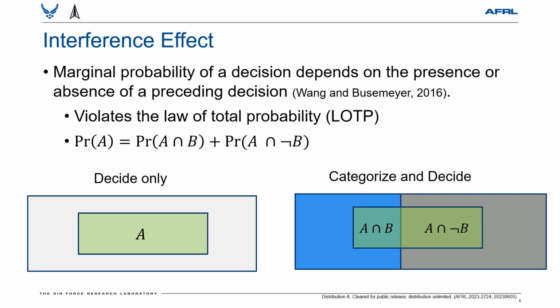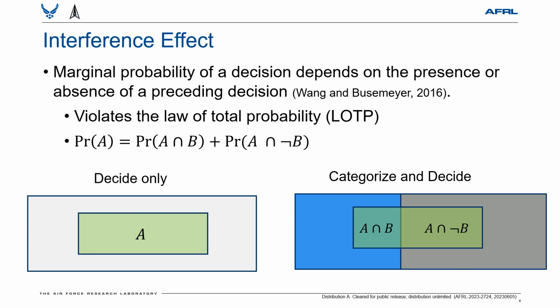Before proceeding, we will define interference effects. An interference effect occurs when the marginal probability of a decision depends on the presence or absence of a preceding decision, leading to a violation of the law of total probability. The law of total probability states that for event A and event B, the marginal probability of A is the sum of the two ways A and B can occur together, A and B plus A and not B.